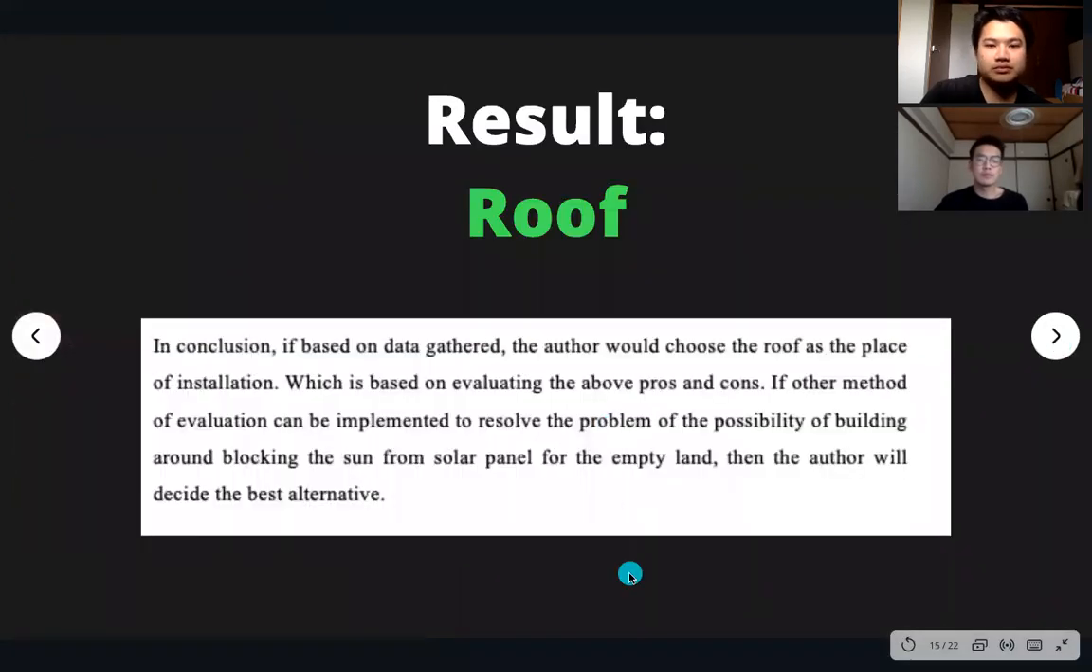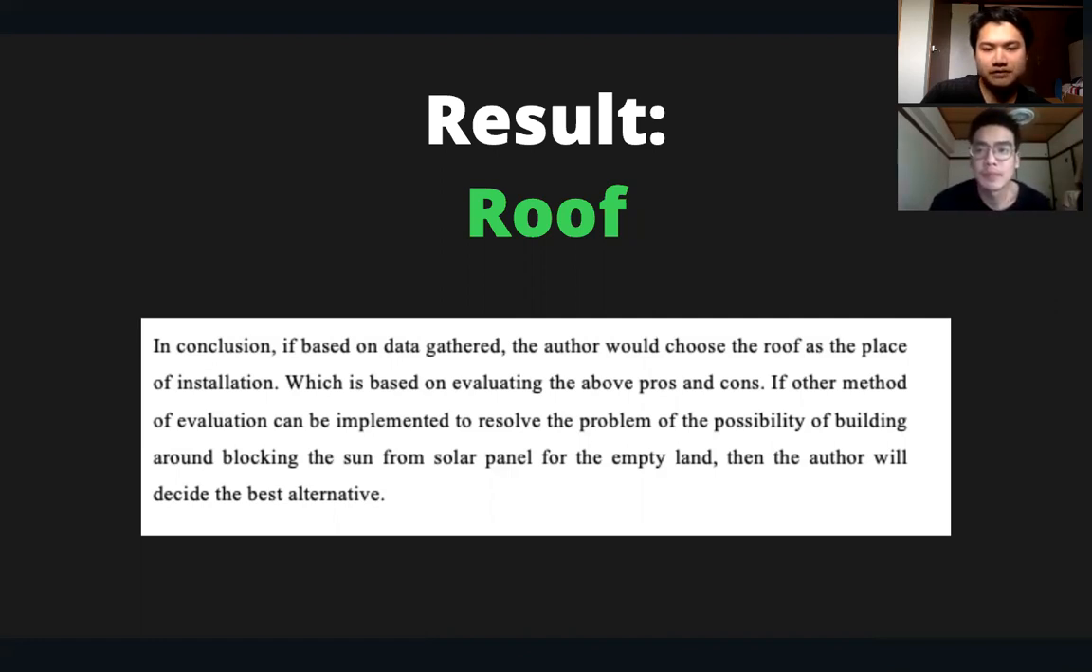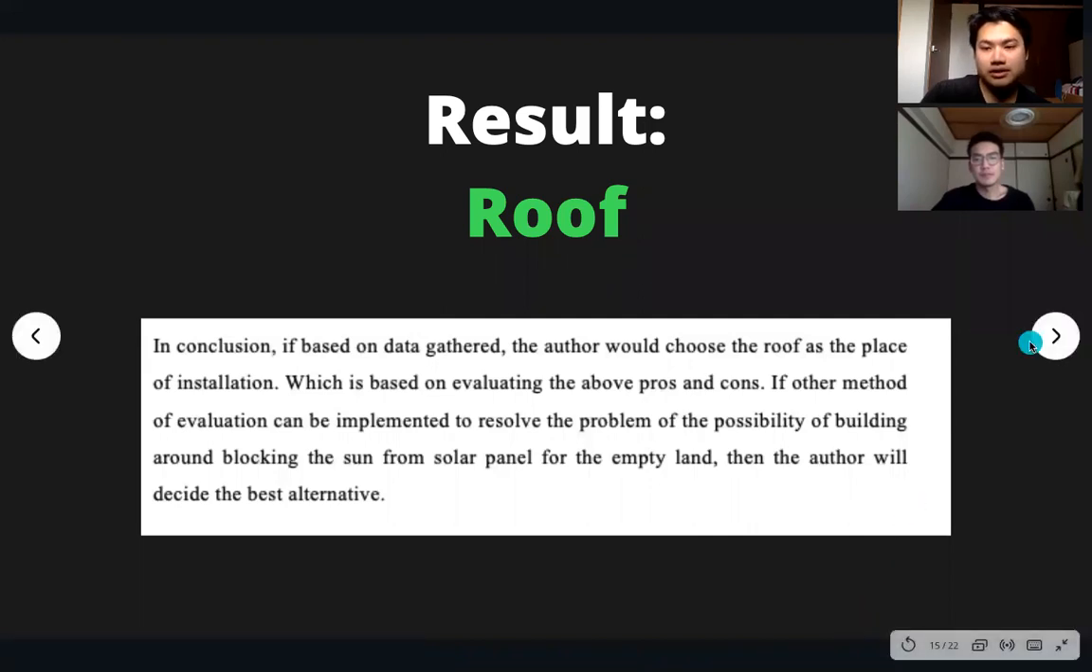So as a conclusion, based on the current data, we will choose the roof as the place of installation, for the reason that it's much higher ground, and there will be methods to resolve the problem of the angle of the roof to receive the optimum tilt angle. But if there is another method to resolve the problem for the empty land, where the sun will be blocked, then we will decide which is the best.